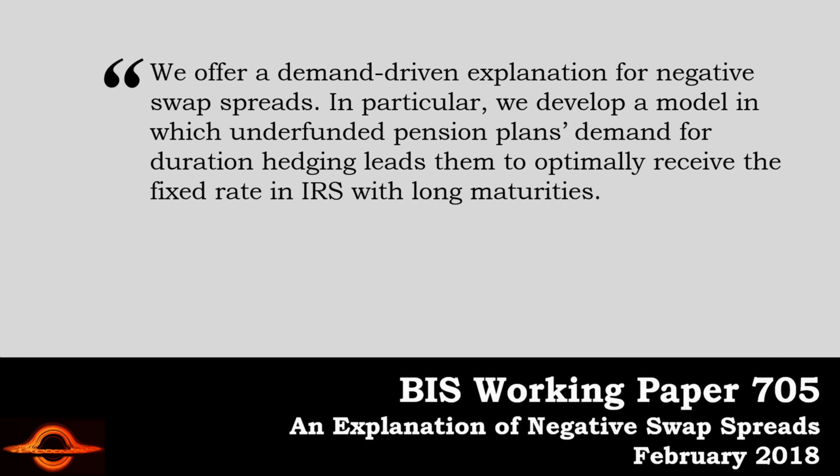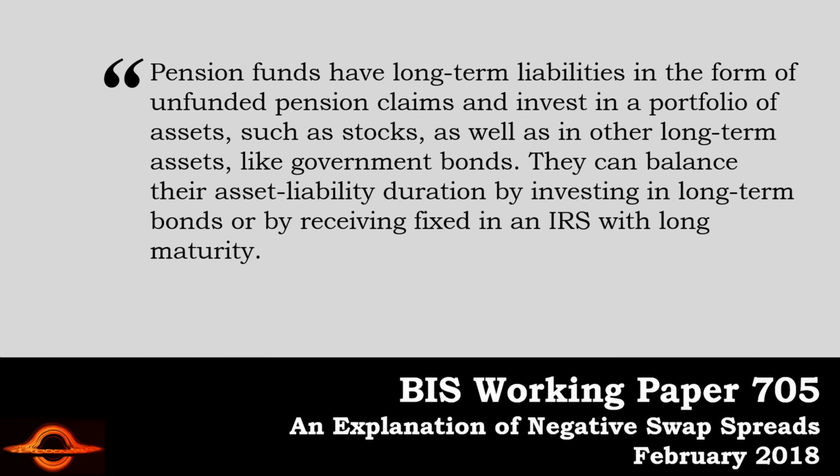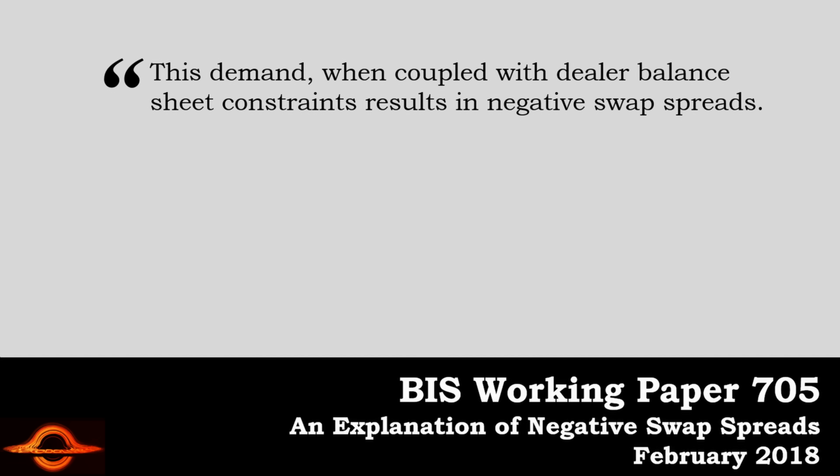And here's what they said. We offer a demand-driven explanation for negative swap spreads. In particular, we develop a model which underfunded pension plans' demand for duration hedging leads them to optimally receive fixed rate in interest rate swaps with long maturities. Pension funds have long-term liabilities in the form of unfunded pension claims and invest in a portfolio of assets such as stocks, as well as in other longer-term assets like government bonds, and they can balance their asset liability duration by investing in long-term bonds or by receiving fixed in an interest rate swap with long maturity. So this demand, when coupled with dealer balance sheet constraints, results in negative swap spreads.